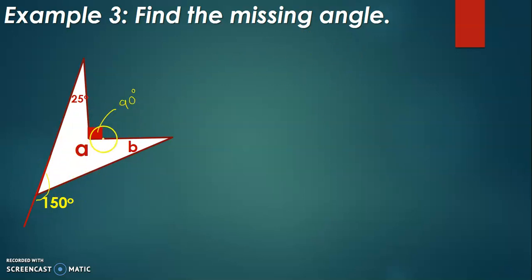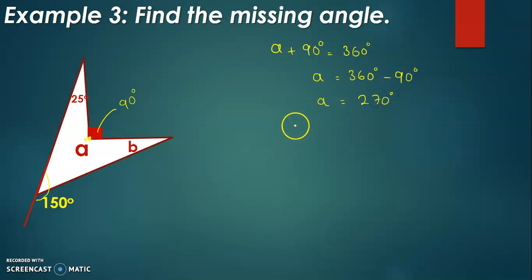So first, I'm going to go alphabetically. I'm going to start with my A over here. So A plus 90 degrees would be equal to 360 degrees. Notice that these are the angles around a point, right? The point is right here. And 360 minus 90 degrees would give me 270 degrees. So that's my A done.